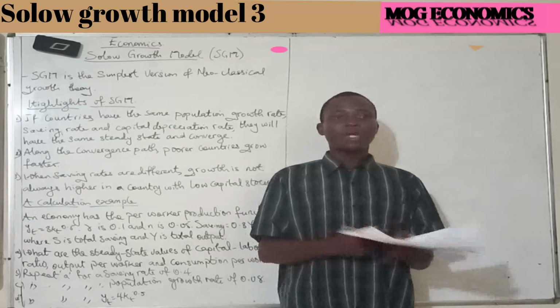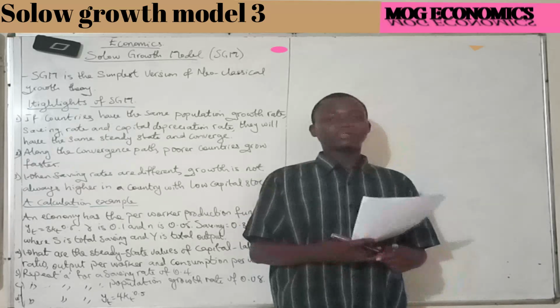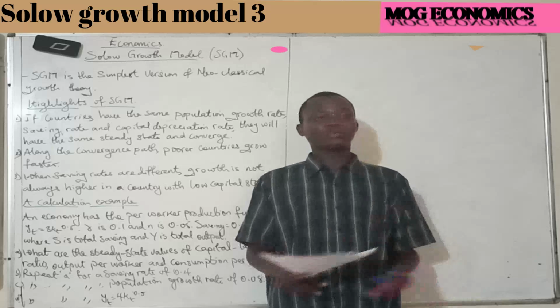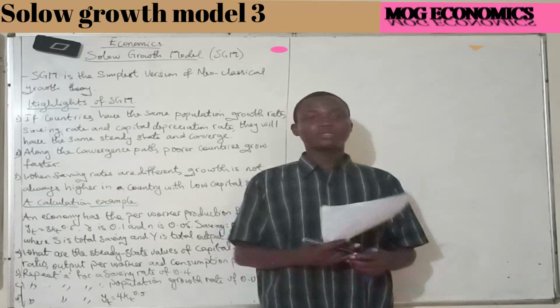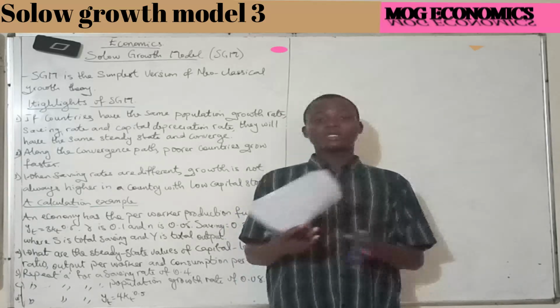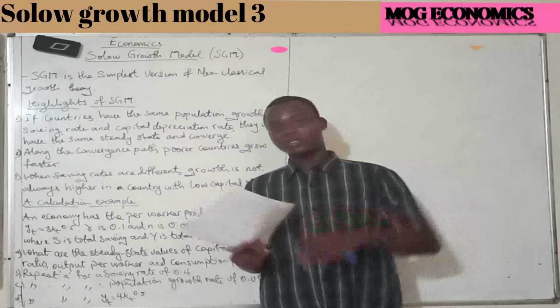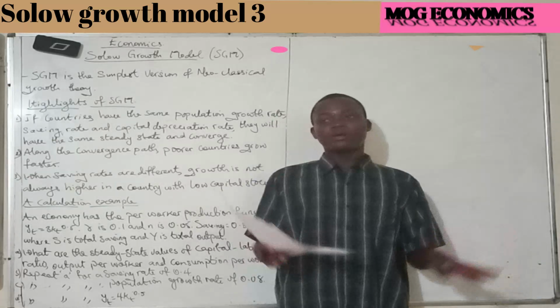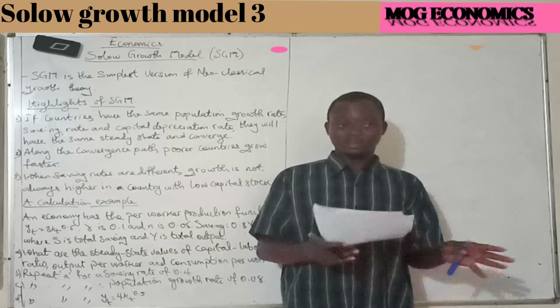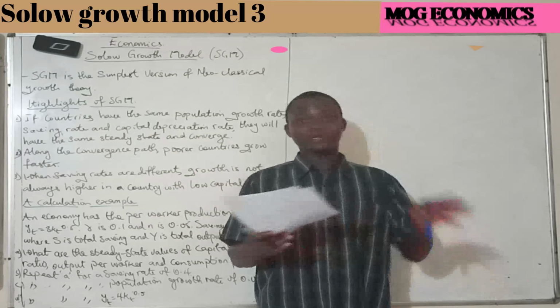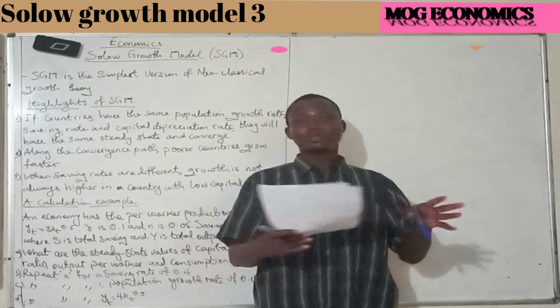So if there are two or more countries that happen to have the same population growth rate, the same saving rate, and the same depreciation rate, they will all reach the same steady state and then stay there. That's what is meant by convergence. Different countries will eventually converge.